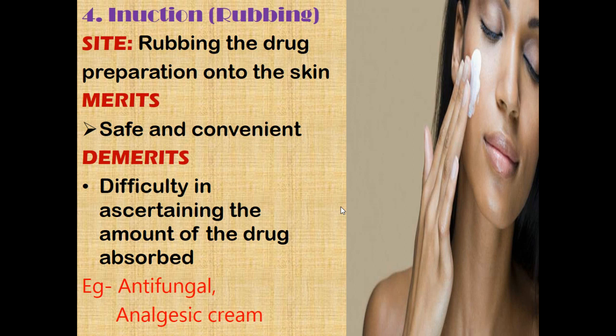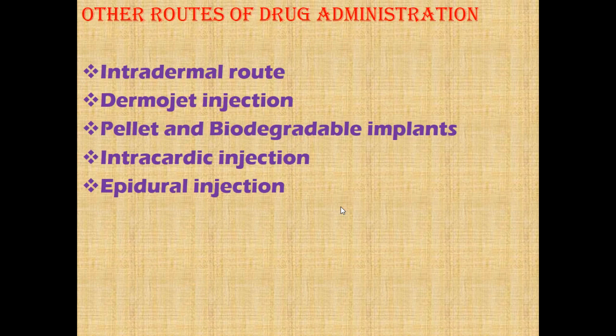Then inunction is nothing but rubbing of the drug. Just take one drug and rub it on the skin. It's called inunction: rubbing the drug preparation on the skin. Then it's safe and convenient. But the only thing is we cannot predict how much drug enters inside the body or how much is absorbed. That's the only demerit. Antifungal and analgesic creams are used. Okay. Other routes of drug administration: intradermal, dermojet, pellets, biodegradable implants, intracardiac injection, epidural injection.